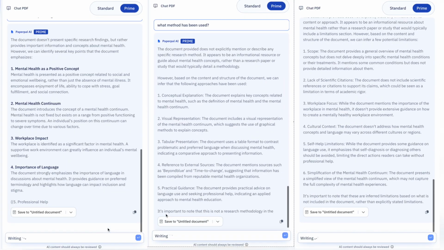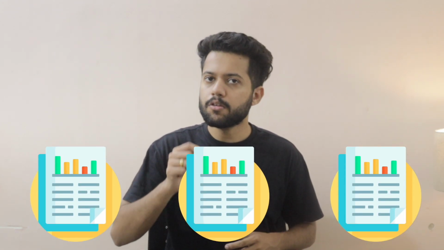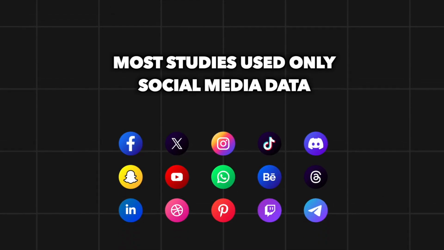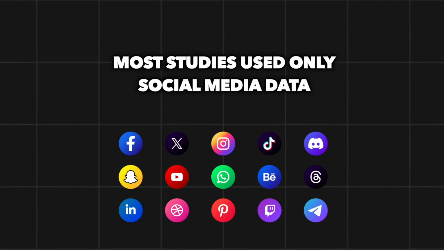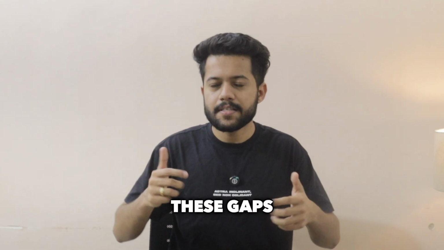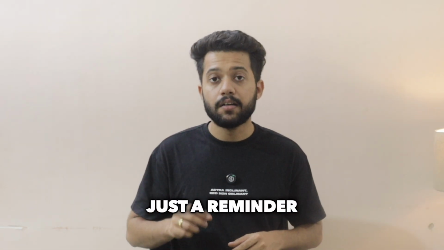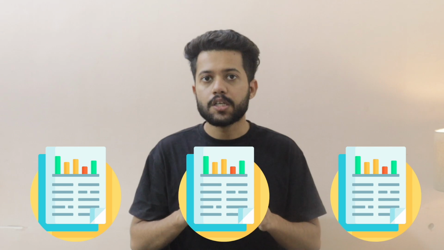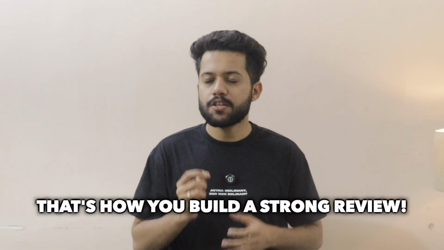What are the limitations? As you go through multiple papers, you'll start noticing patterns, like maybe most studies used only social media data, or maybe none of them tested their methods on real patients. These gaps, that's your gold. That's what makes your review paper useful. And just a reminder, don't stop at 1 or 2 papers. Do this with multiple papers. That's how you build a strong review.